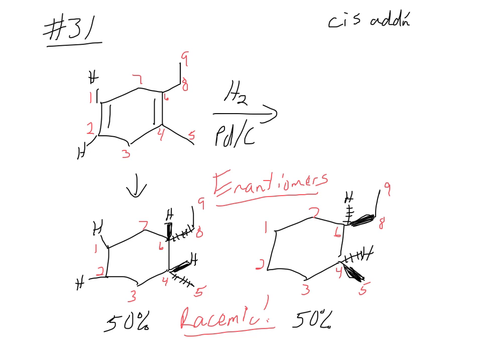So we could have thrown a curveball at you. If I had a stereo center here that was R, and we did this reaction, what would I make then? Not enantiomers, but I would make diastereomers. If they had one stereo center in common, if I put a carbon at 7 and made that R, then they'd be a pair of diastereomers, not a pair of enantiomers.